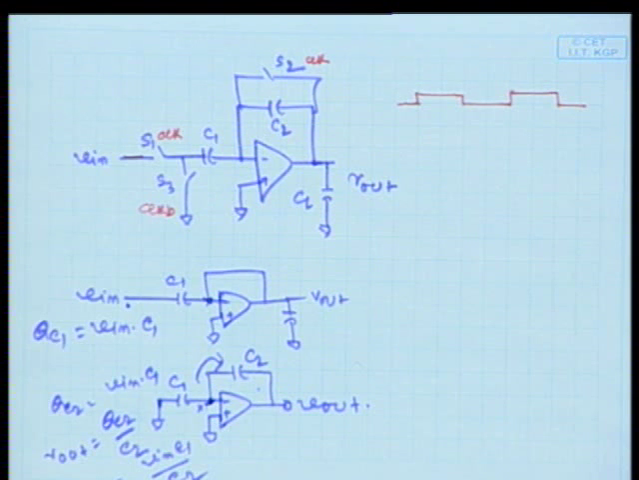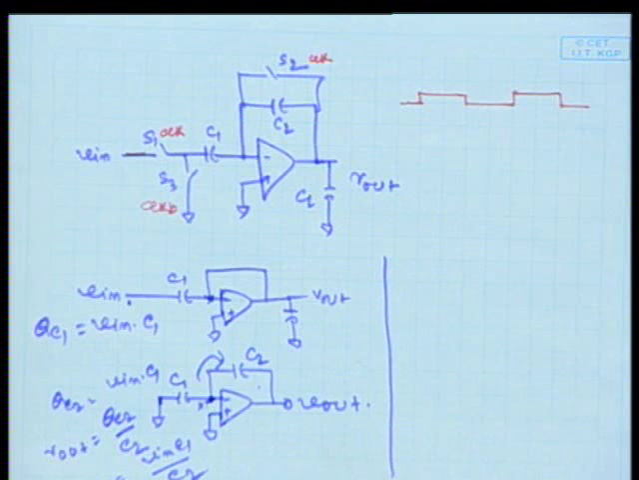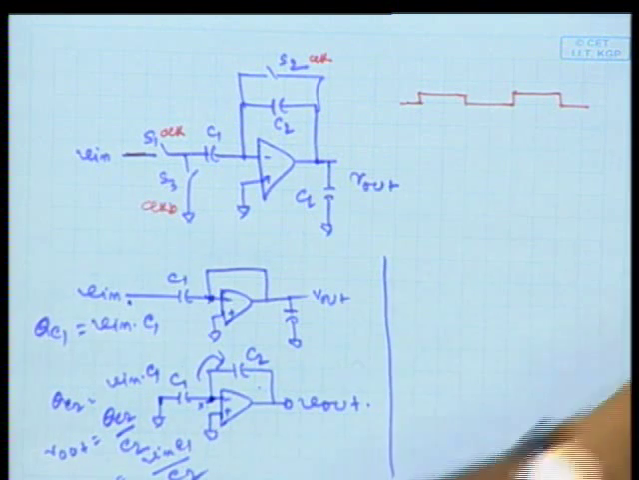Because in resistive feedback, if you remember the earlier analogy, there is a continuous flow of current, and the direction of the current is going to determine the polarity. So this is the working principle.